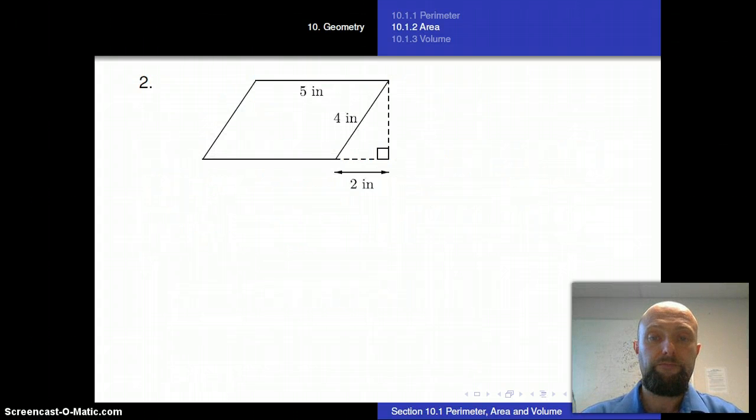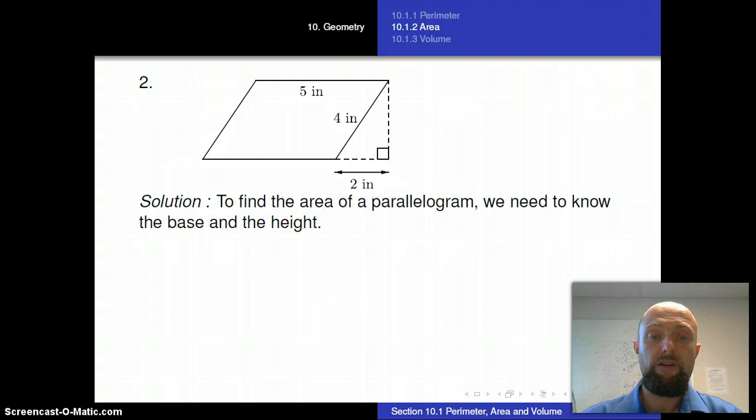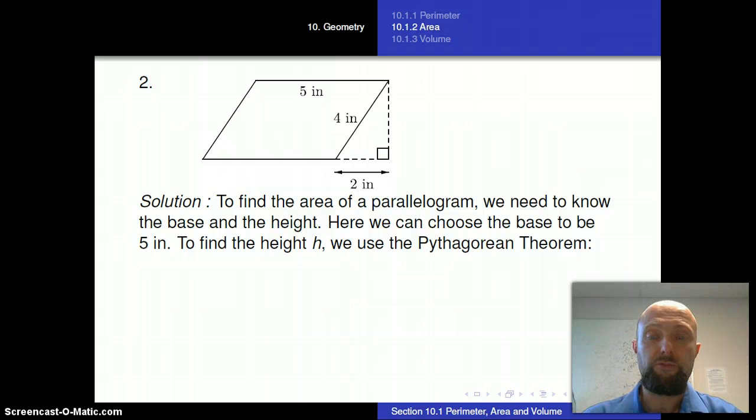Question 2. This figure here is a parallelogram. To find the area of a parallelogram, we need to know the base and the height. Here we can choose the base to be 5 inches. In order to find the height, we have to use the Pythagorean theorem in that little triangle where one of the legs is 2 inches and the hypotenuse is 4 inches.